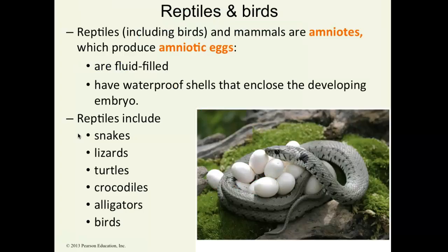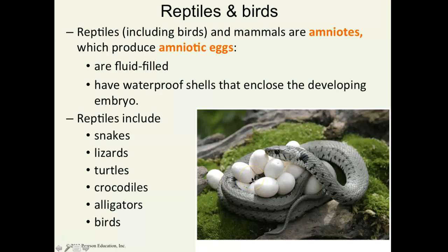All right, so reptiles and birds are in the same evolutionary branch. Reptiles, including birds, and mammals are amniotes, right? So remember I said I would tell you what that is. They produce amniotic eggs. So amniotes are animals that produce an amniotic egg. That is a fluid-filled region in their body that gets hard and forms an egg. So the amniotic egg is a way for an organism to have offspring completely divorced from water.